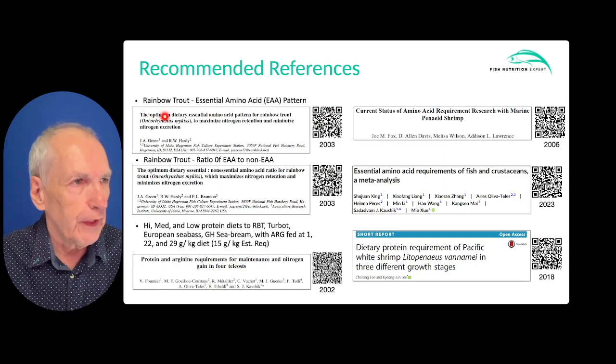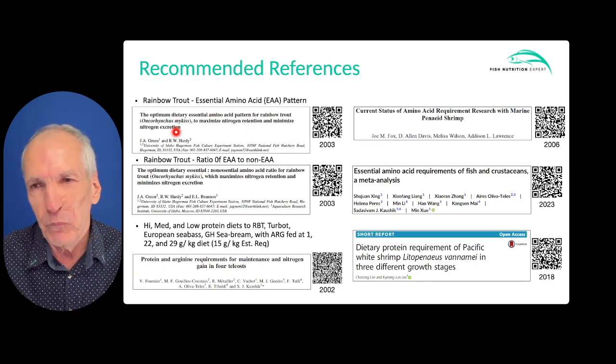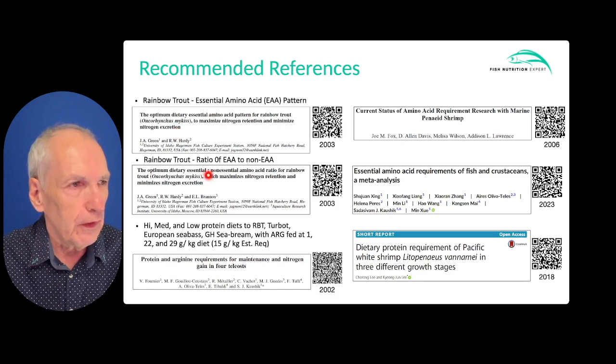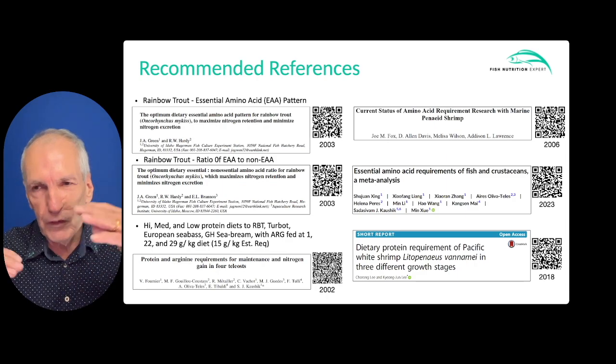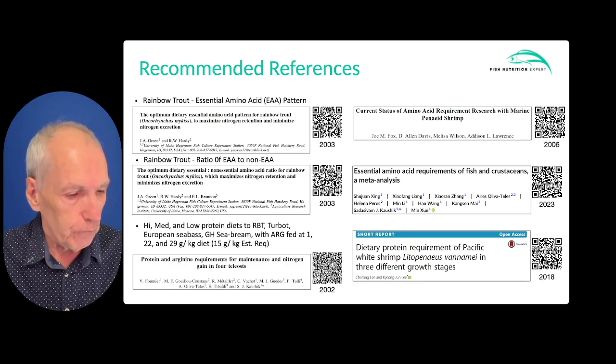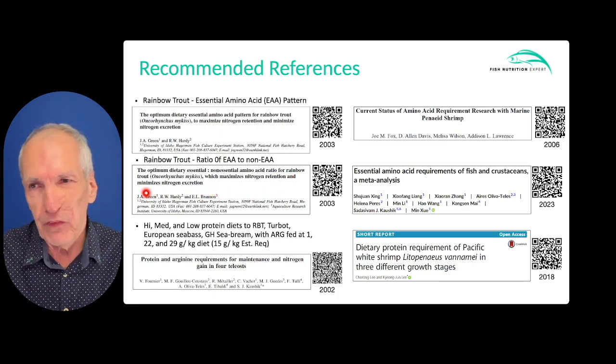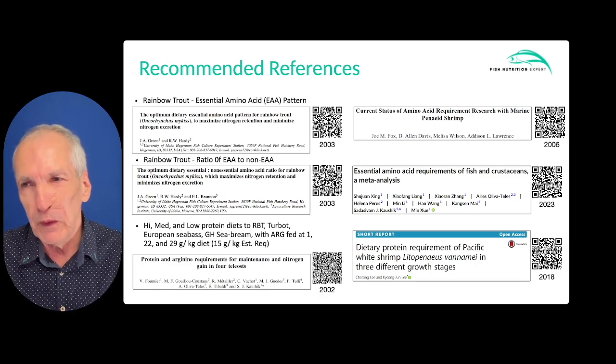So you have this one where they're looking at the essential amino acid pattern of rainbow trout to maximize nitrogen retention, or in other words, growth, and minimize nitrogen excretion, or otherwise minimizing waste. And then the second one is looking at the ratio of the essential amino acids as determined in this experiment. And here then what they do is they balance essential amino acids against a bunch of different ratios of non-essential amino acids. And then they look at which one, once again, maximizes nitrogen retention and minimizes nitrogen excretion. So this then is a way to determine which of the non-essential amino acids make a greater contribution to growth than maybe some of the others.